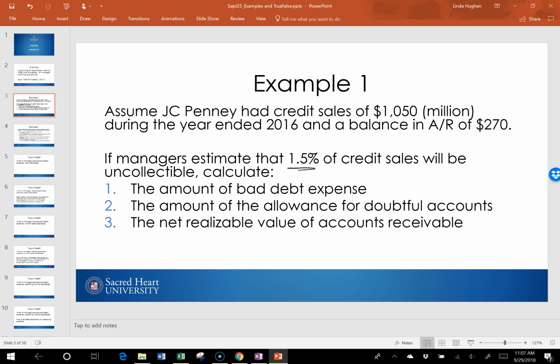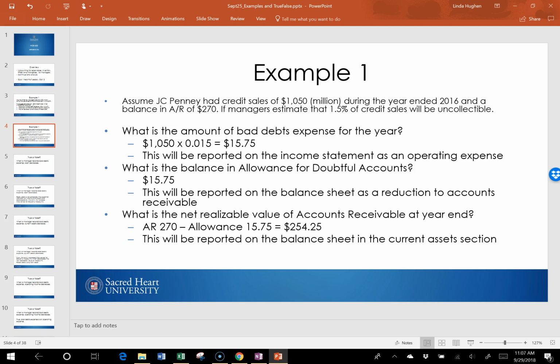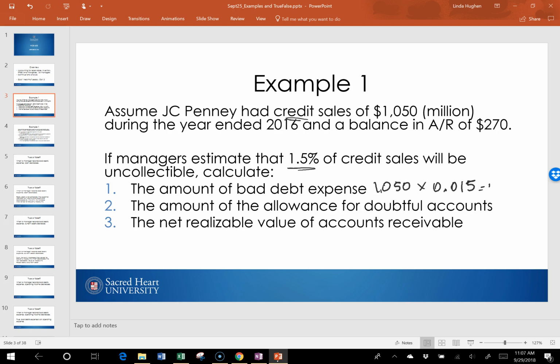So what is the amount of bad debt expense? It's going to be, obviously, based on the credit sales. If we're inside the company, we know the amount of credit sales. If we are outside of the company, we don't, so we only know total sales, and we just use the information that we have. So our amount of bad debts expense is $10.50 times 0.015. In the next slide, I have the answer here, 15.75. This will be reported as expense on the income statement.